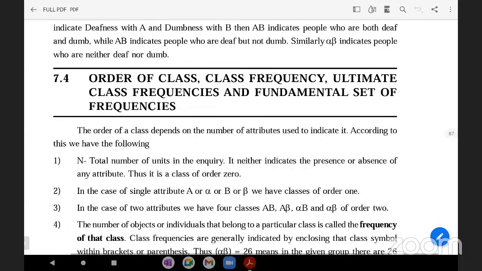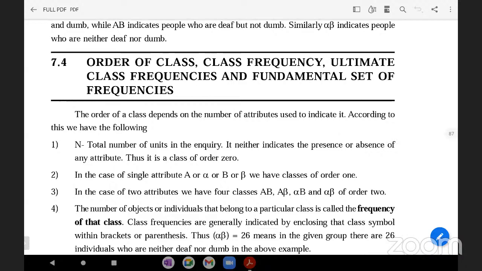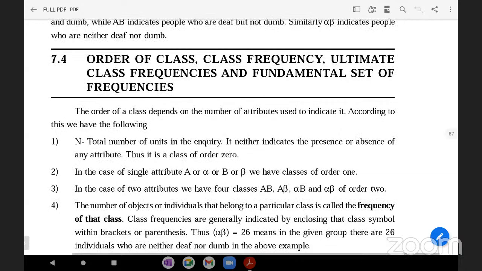Next we study the order of the classifications, class frequencies, ultimate class frequencies and the fundamental set of frequencies. Above we studied the classifications of data. Manifold means we have more than 2 sets. Dichotomy means we have only 2 classifications, where one is divided into 2. Now it comes to the order of the classifications.